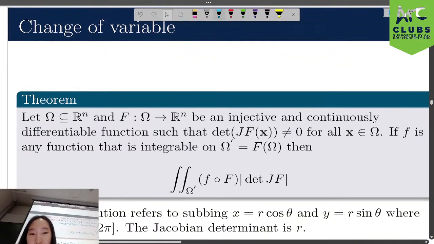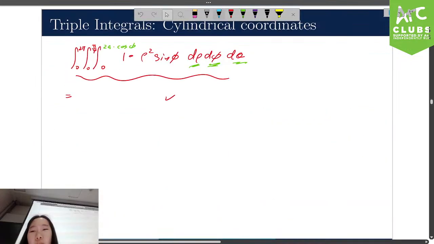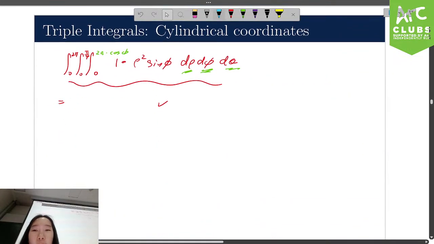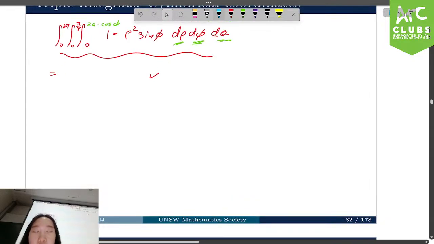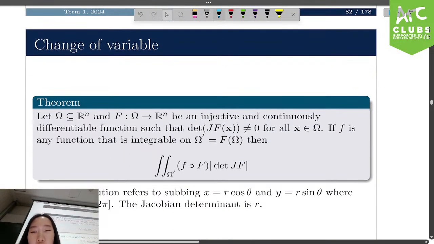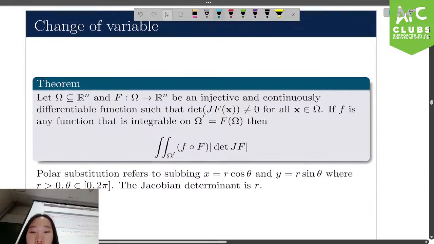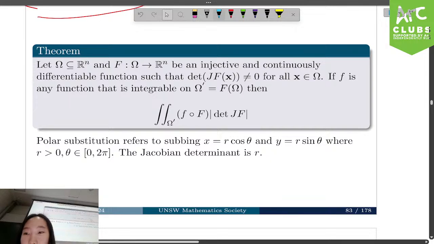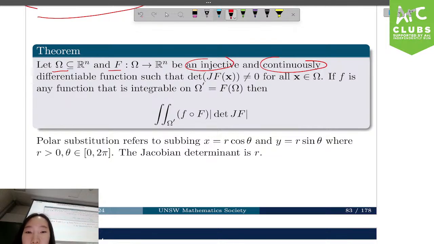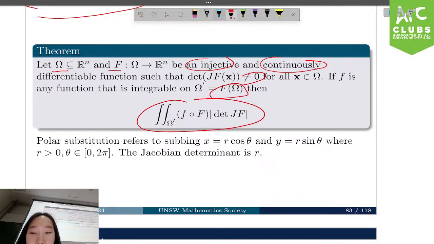Change of variable. So why do we need times rho squared and sine phi for spherical coordinates, or times r for cylindrical and polar coordinates? Why do we need to multiply all of these inside the integral? It's because of the change of variable. Let omega and f be an injective and continuously differentiable function such that the determinant is not 0 for all x belonging to omega. If f is any function that is integrable on f of omega, then we have the following formula.